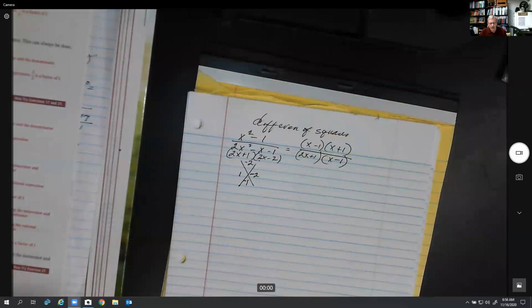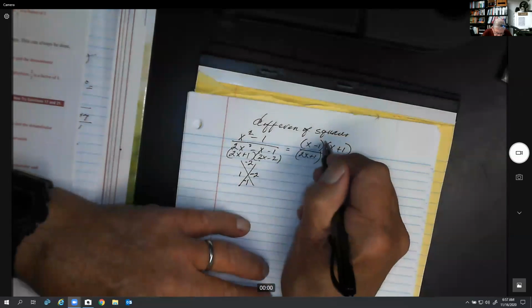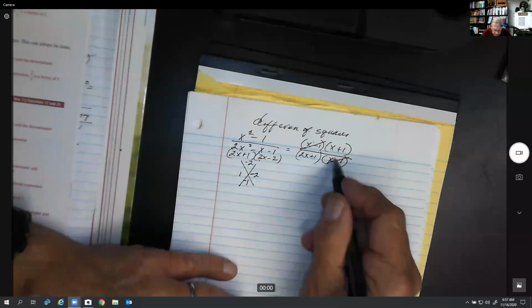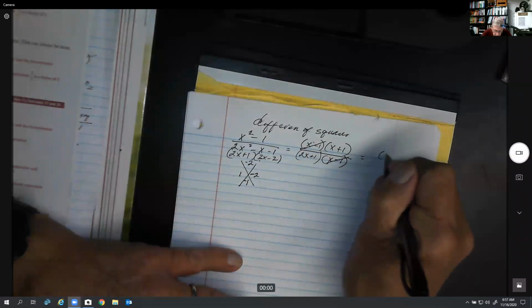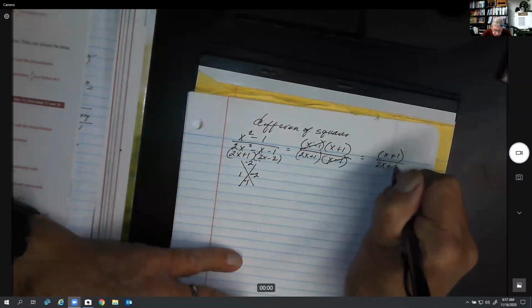So on this problem, after it's completely factored, we try to find like terms that are exactly the same, and we can cancel those off. So that's where the factor and the cancel come in. We can cancel those. x plus 1 over 2x plus 1.